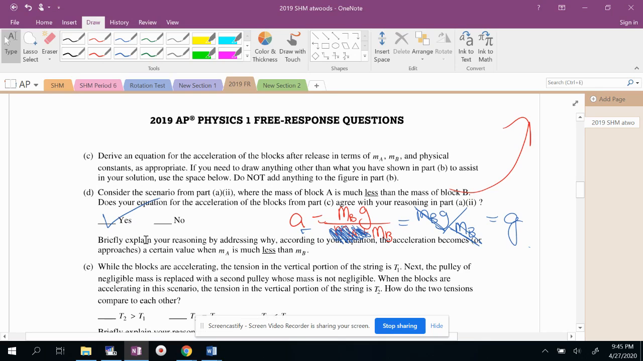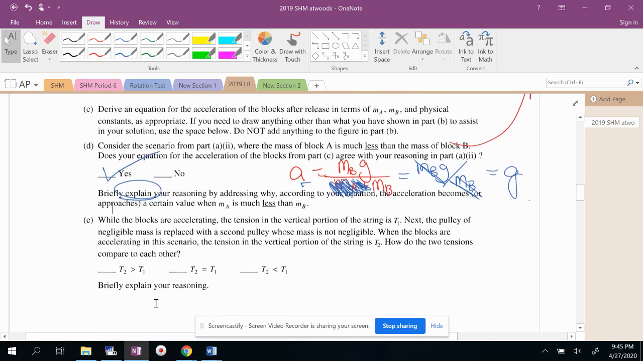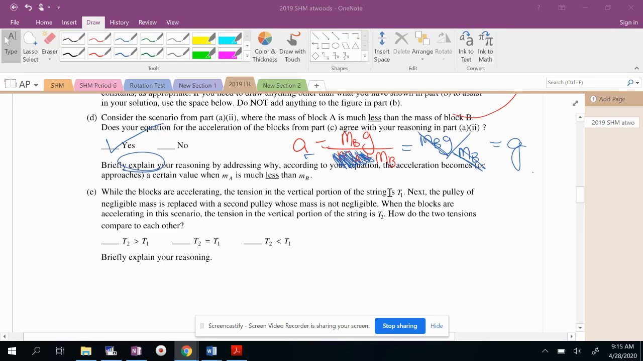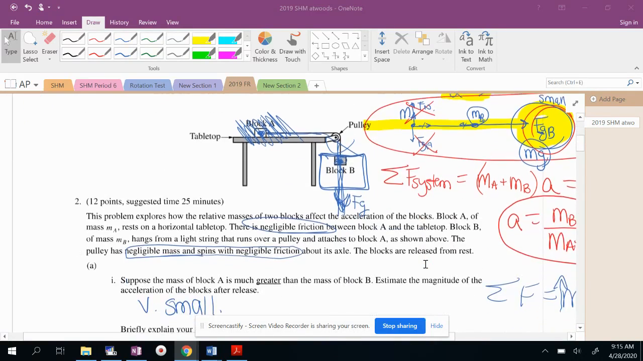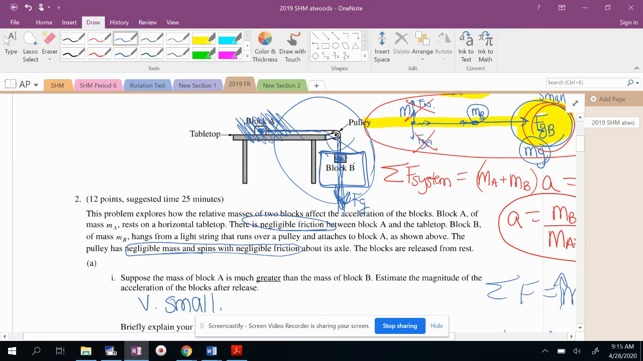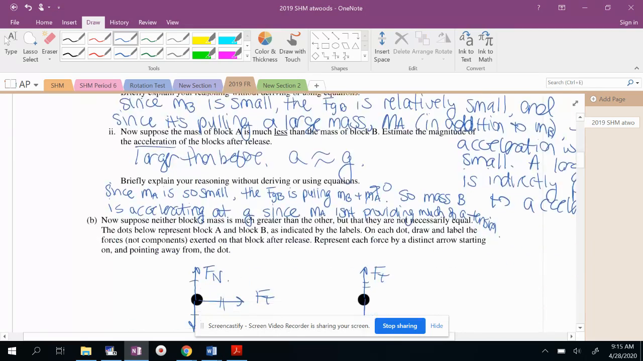So can we just say everything I said is my explanation? Great, thanks. Okay, so this last part of the problem says, while the blocks are accelerating, the tension in the vertical portion of the string is T1. Okay, so that's our original situation. That's this with this negligible mass of a pulley.